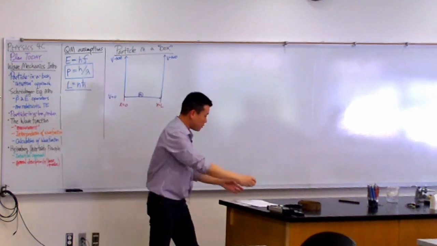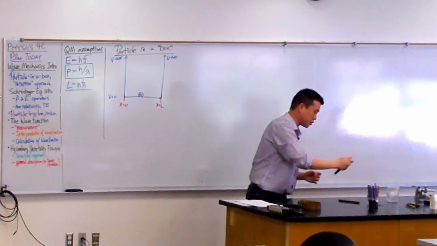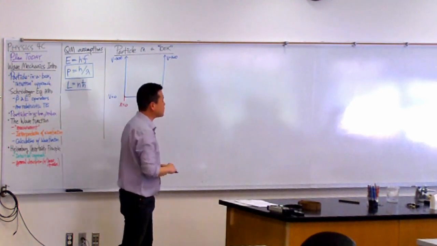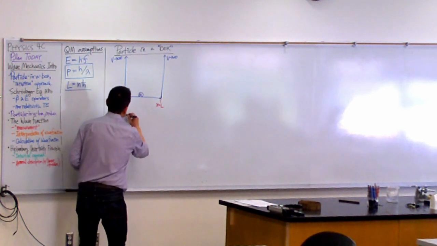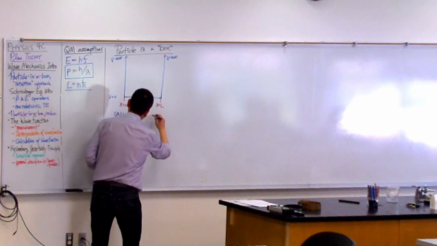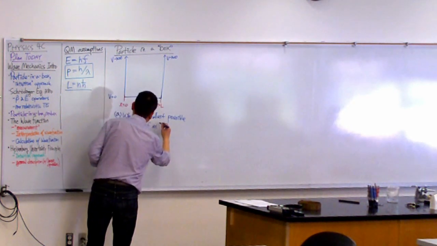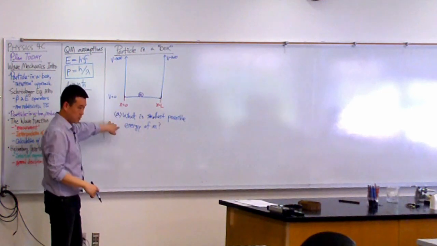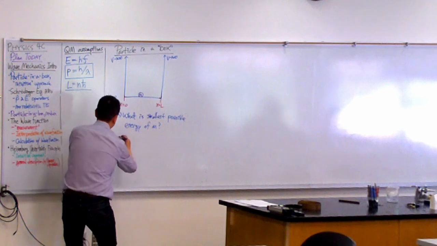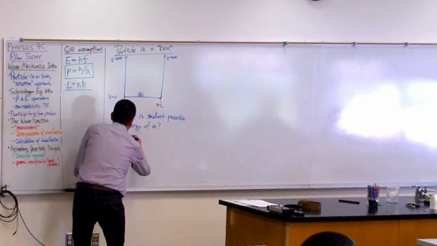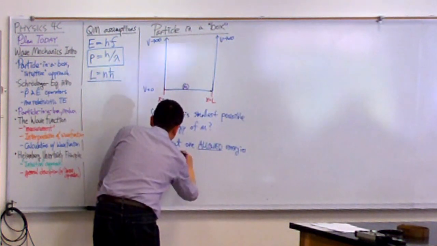Okay? So with this setup in mind, we can ask these key questions. Let me split this question into two parts. A is, what is the smallest possible energy of M? Let me have you think about that for a little bit. And the second question, once we answer this, let me write it down now: what are the allowed energies of M?